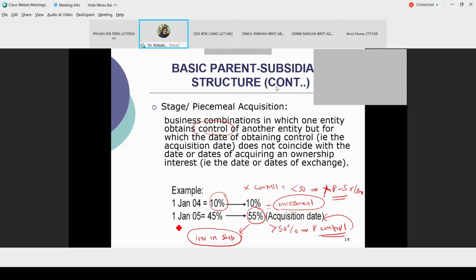So this date, the 1st of January 2005, is considered the acquisition date. Yeah, this is the acquisition date. So starting from this date, we start to prepare a consolidated financial statement.